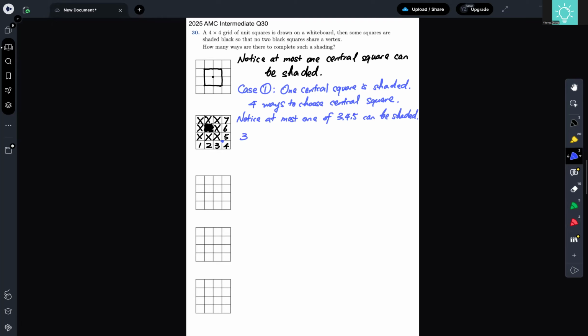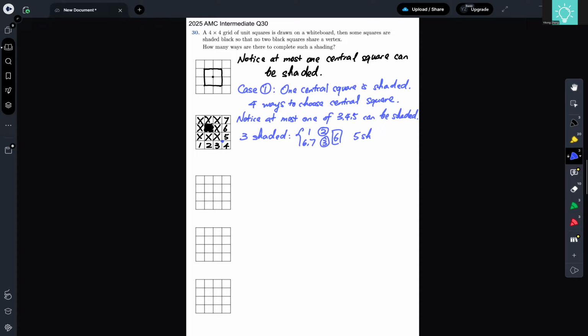3 is shaded. If 3 is shaded, then everything that shares a vertex with 3 is not shaded. So 2, 4, 5 is not shaded, but we're free to shade 1, 6, and 7. So 1, we can either shade it or not shade it. There are two different ways to do that. And with 6 and 7, we can't shade both of them, but we can shade either one of them or neither of them. So there are three choices: neither of them, 6 or 7. That's not going to share a vertex with 3. So 2 times 3, there are 6 different ways I can deal with that.